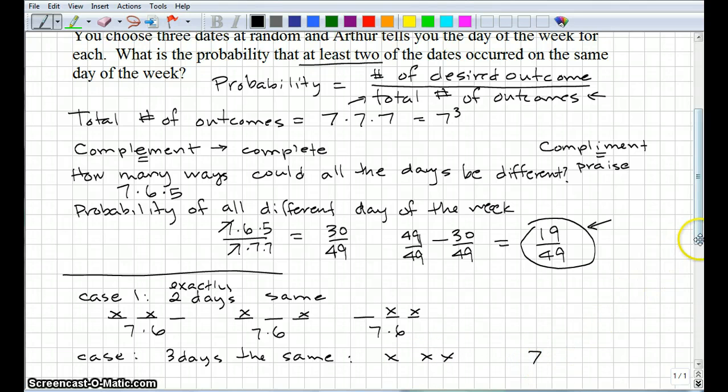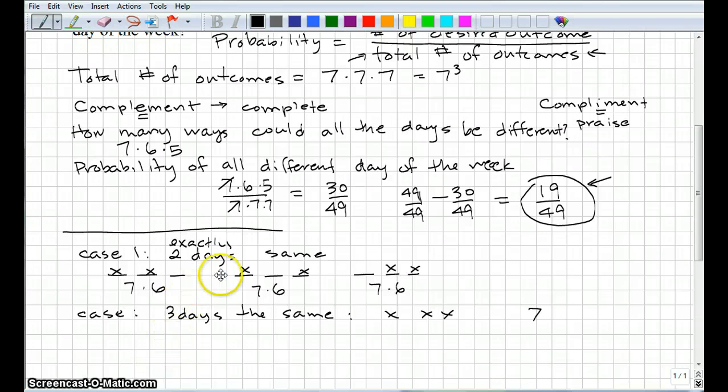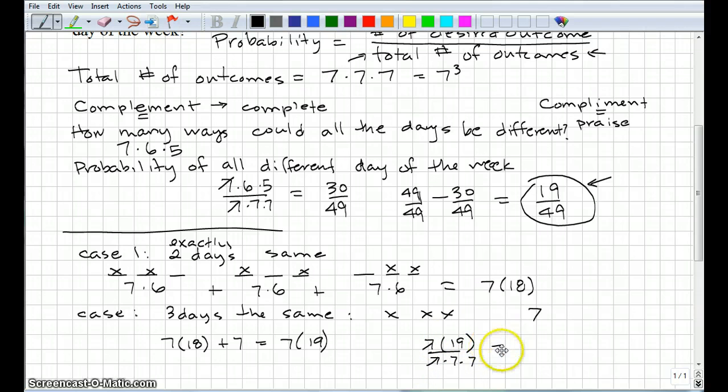Okay? And here you have to add these up. First of all, because we have essentially 3 different cases within this case 1, that gives us 7 times 3 times 6, which is 18. So we have 7 times 18 plus 7, which is equal to 7 times 19. Okay? And then if we divide that by 7 times 7 times 7, we get the same thing we got up here, which is 19 out of 49. Okay? So that's the other way to do it, by casework.